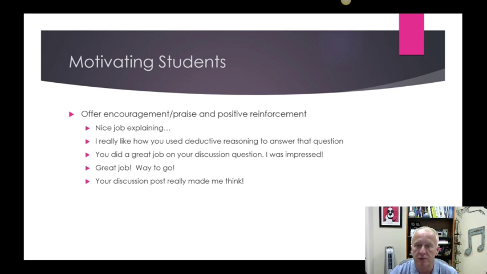In addition to keeping them engaged, we do have to motivate them. We have to offer encouragement, praise, and positive reinforcement. That can be things like saying, that was a nice job explaining what you explained in the discussion board, or I liked how you used deductive reasoning in answering that question. I've even gone as far as saying to a student, your discussion post really made me think about what I thought about this issue, especially in philosophy, because we talk about ethical issues.